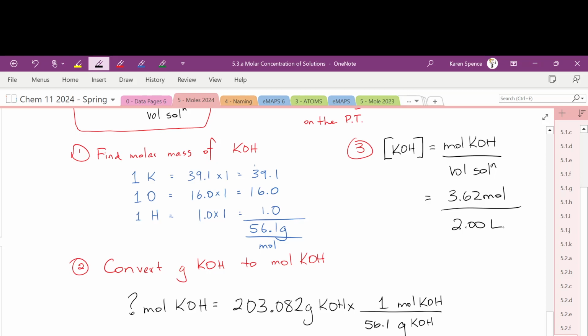Can I just leave it like that? Is that a complete answer? No. In chemistry, what do we have to do? We have to actually do the division. You can't just leave it as a fraction. So 3.62 divided by 2 equals 1.81. And it's your choice whether you write, what are the 2 units? Molar, or you could write moles per liter. Moles per liter. Is that good?